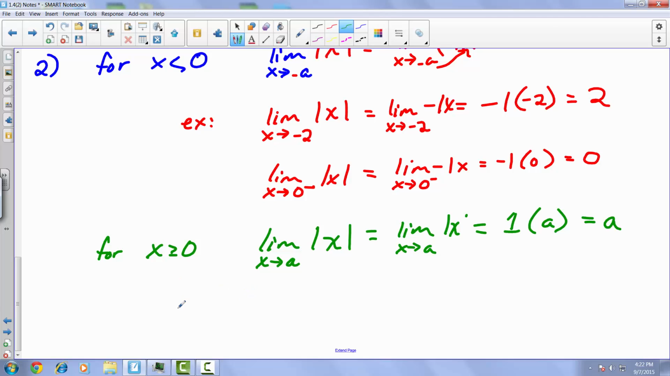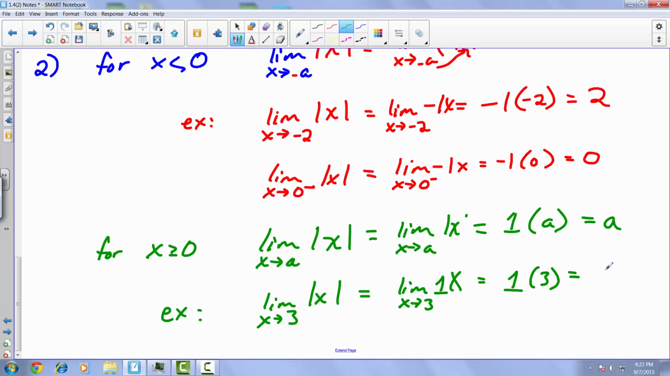Just a quick example of what this could look like is if we had the limit as x approaches, let's just go with 3 this time, kind of differentiate the numbers, of the absolute value of x. Well, that's equal to the limit as x approaches 3 from our piecewise function, 1x, which is equal to 1 times 3, which is just equal to 3.